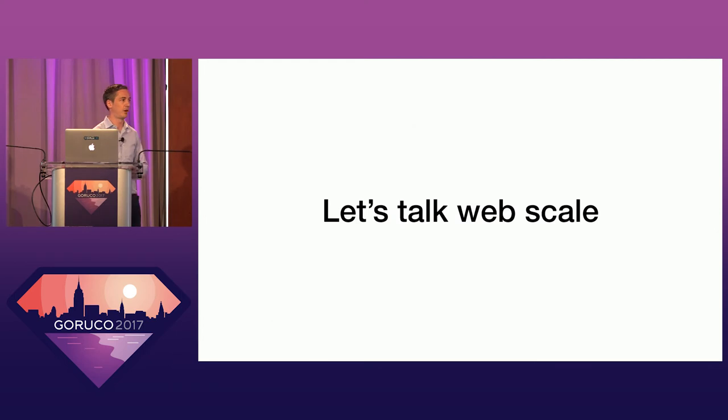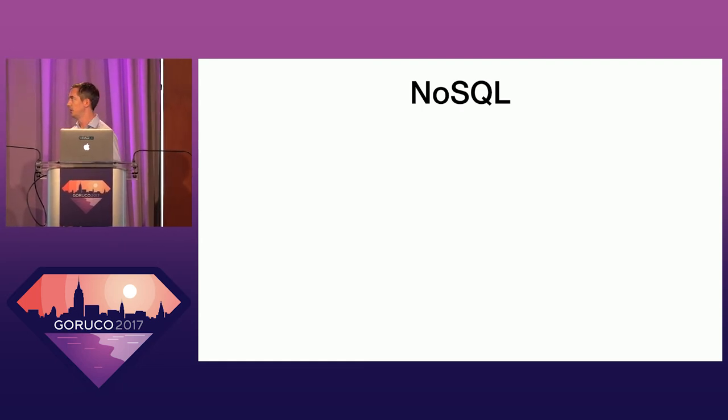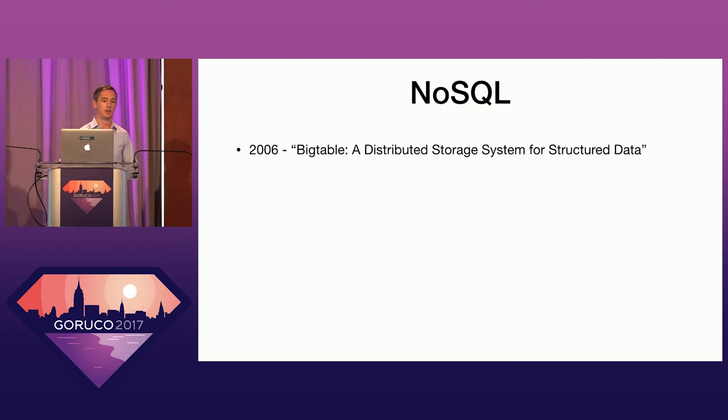All right, let's talk web scale. Let's get serious about making things big. That's NoSQL. The original impetus for a lot of the NoSQL stuff was really about scale. So in 2006, Google published a research paper called Bigtable, a distributed storage system for structured data. The deal with Bigtable was it was a very simple model, and there was almost no query language to speak of. There were some basic operations, but there was nothing like SQL on top of it, but it could scale to Google's size, which was very interesting.